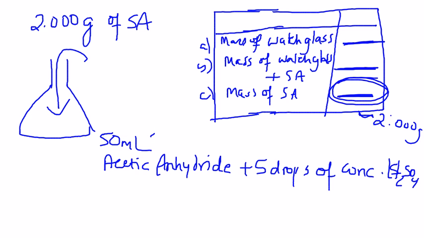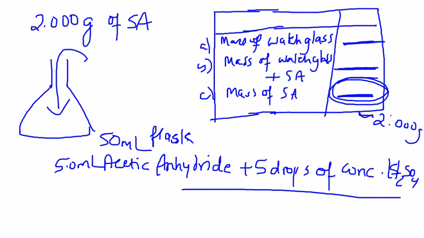Once you have added the 5 milliliters of acetic anhydride and the 5 drops of concentrated sulfuric acid in the 50 milliliter flask, you will swirl it, and then you're going to gently heat it on a steam bath. You can also use a water bath, that works just fine. The water bath has to be maintained at 50 degrees Celsius.